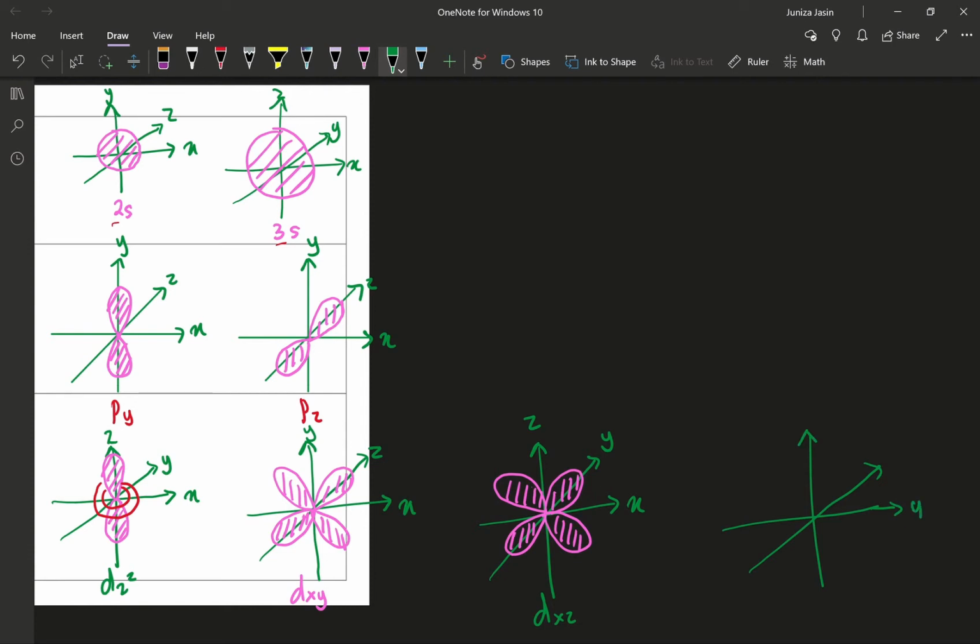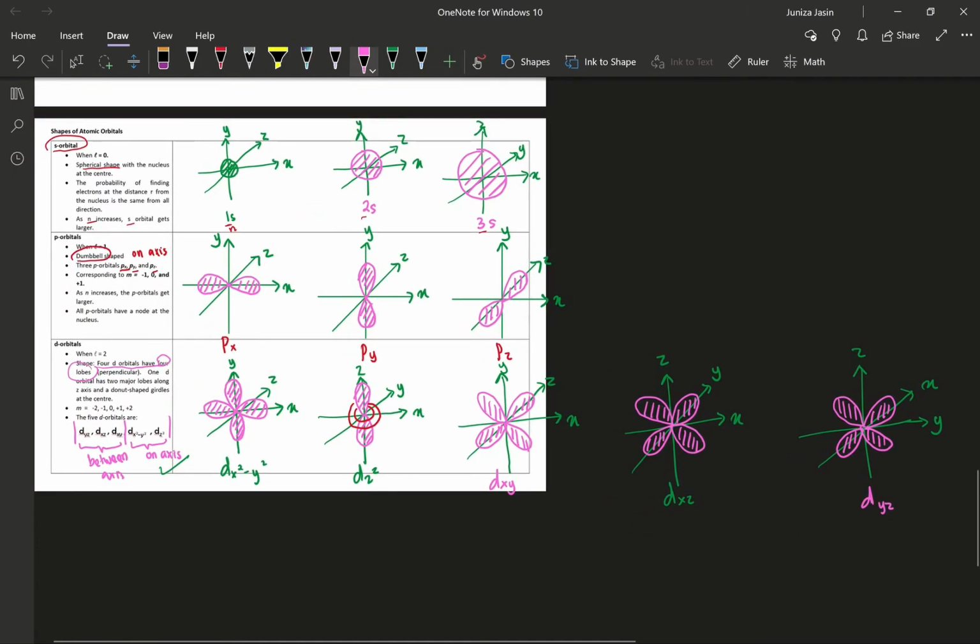Saya akan letak sini paksi y, sini paksi z, sini paksi x. So that drawing saya jadi shape yang sama juga. Okay, between paksi y and z. Okay, so buruk sikit drawing. So this is dyz. Okay, done. So we already draw all the shapes for S, P and D orbital.